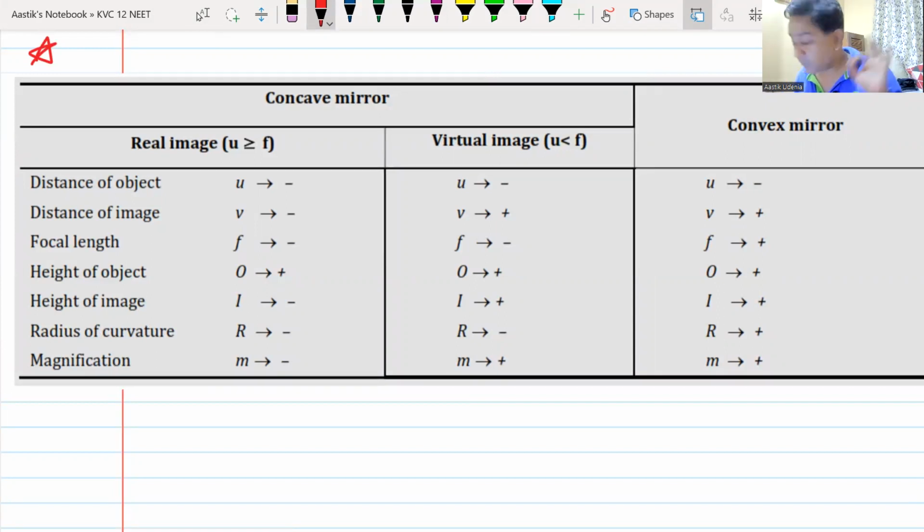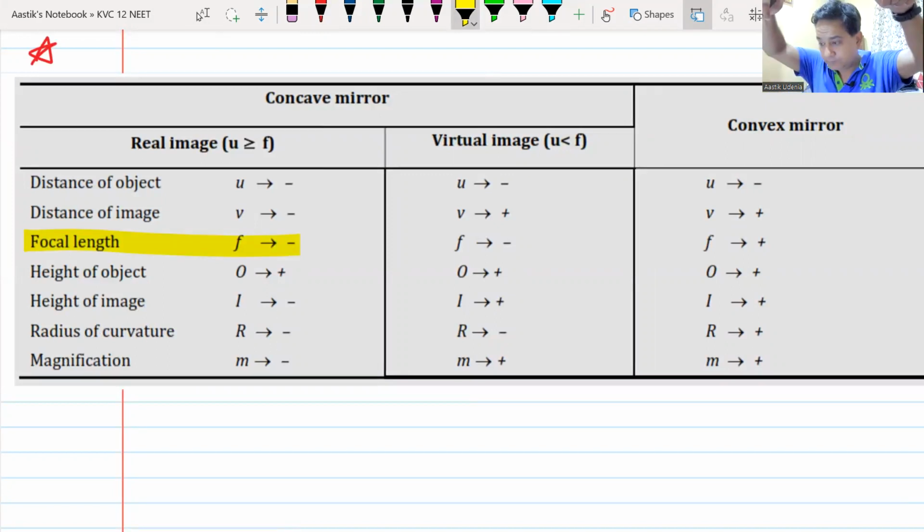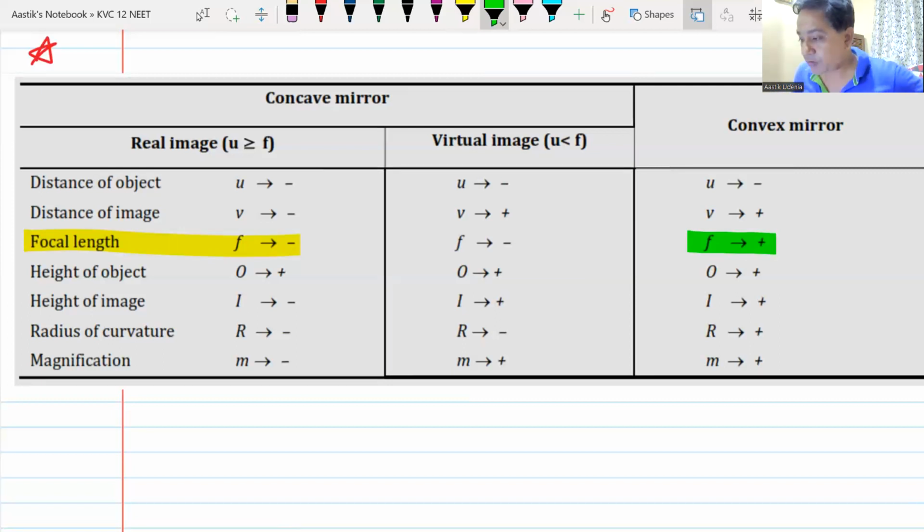For a concave mirror, what are the things you must remember? For a concave mirror, focal length is negative. Do we understand this? Yes or no? For a convex mirror, focal length is positive. Do we understand this? Yes or no?